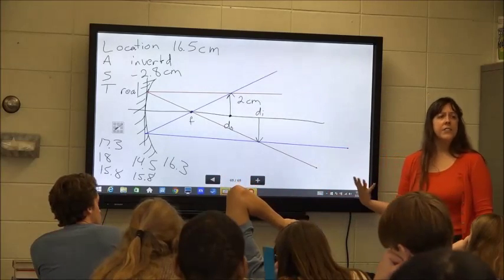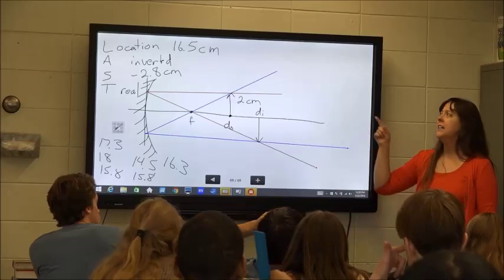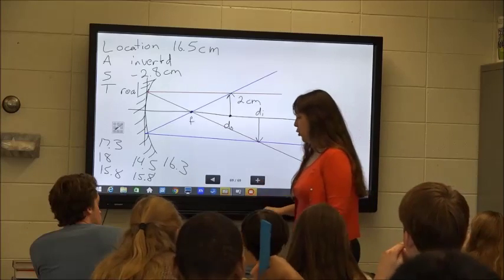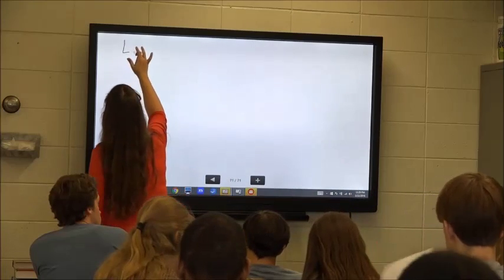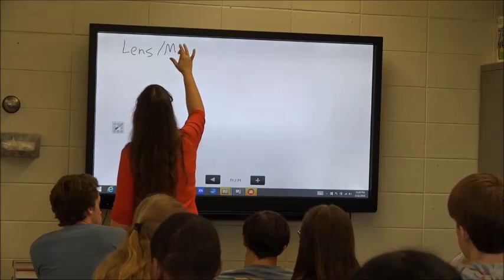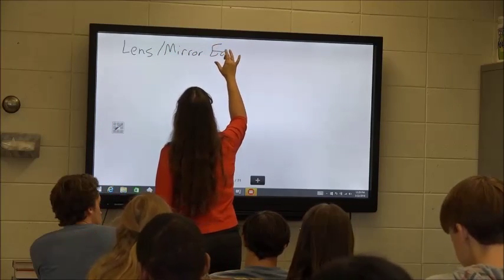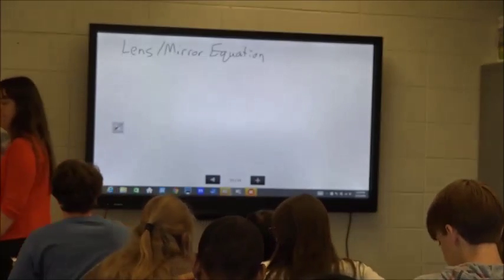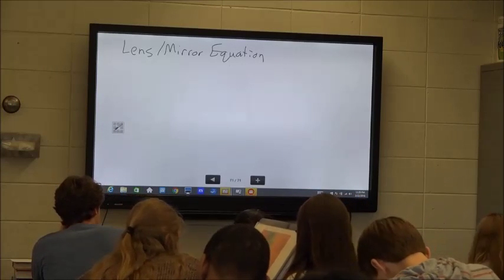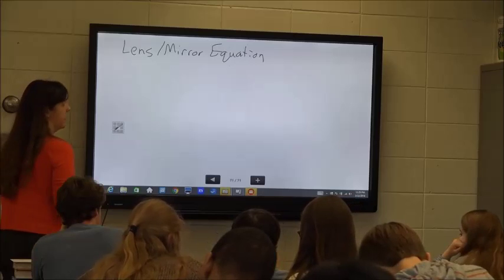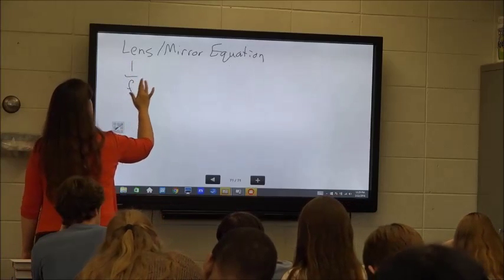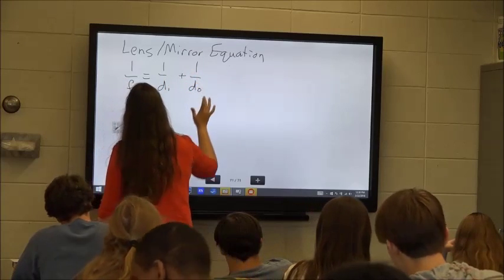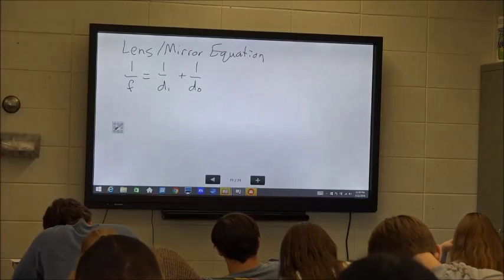Okay. So obviously, drawing a picture and measuring the length is not going to give us as much precision as we want in terms of measuring our image distance. So what we need is the equation. There are two equations that we're going to use when it comes to both lenses and mirrors. The first one is the lens-mirror equation. I'd put this in notes if it were me. Here's the lens-mirror equation: one over f equals one over d_i plus one over d_o.